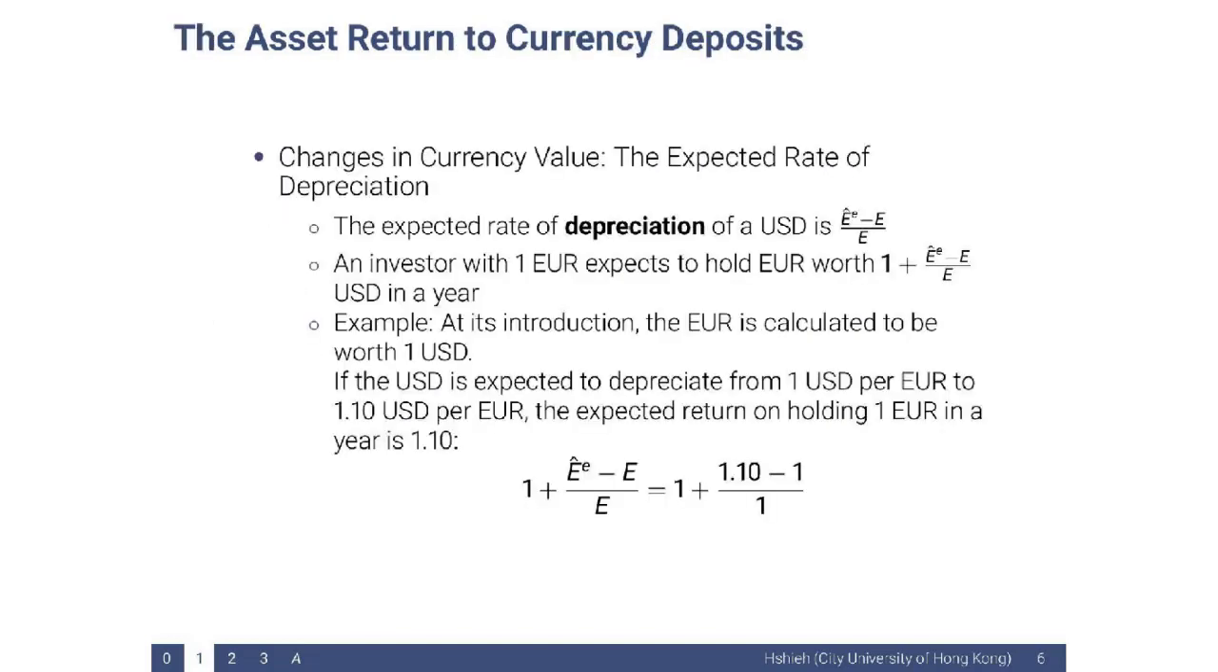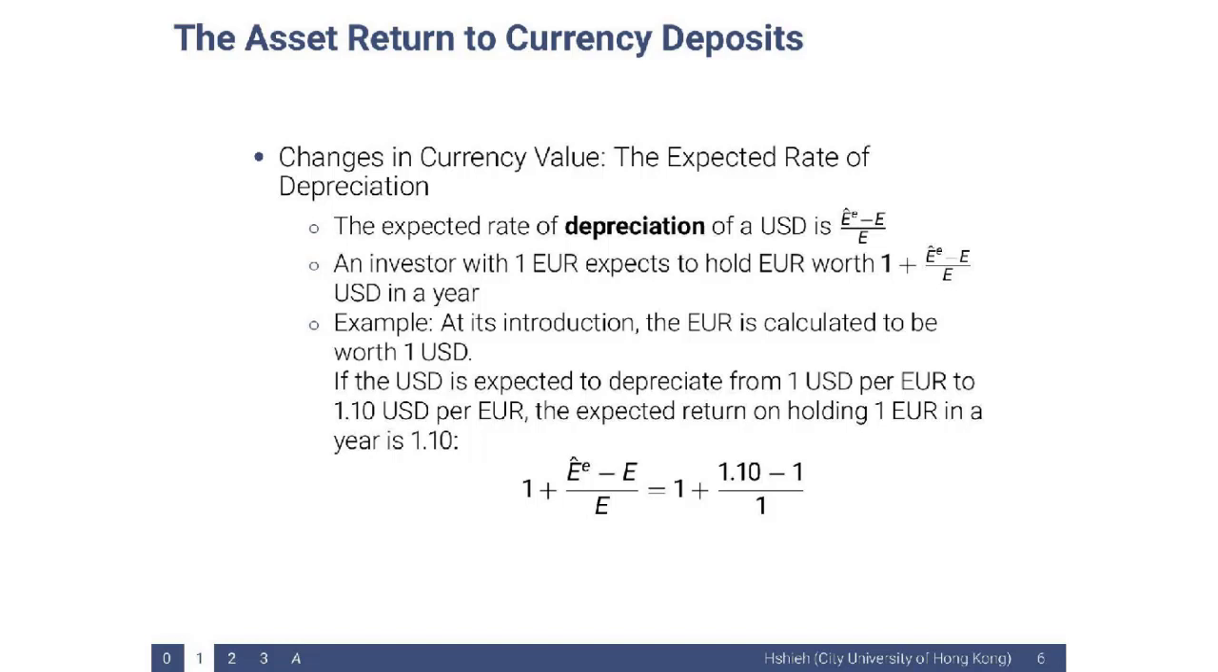All right, so this is again just reiterating a concept you should already know from your stock returns class. What's e hat minus e over e? It's just the expected return on the foreign currency. If you swap e for p, it's the same thing, the expected return on a stock. But now we're talking about foreign currency.